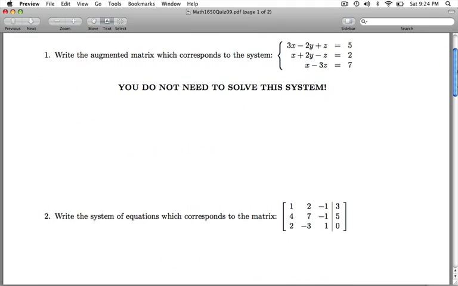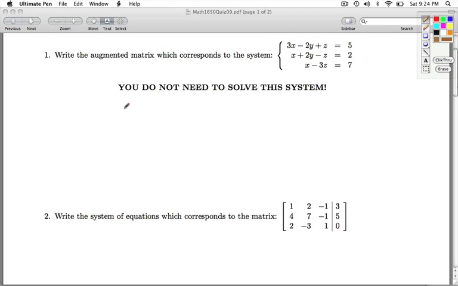We're asked to write the augmented matrix associated with this system of linear equations. So remember what that means is for each equation we're going to have a row, and we're going to have a column for the coefficients of each of the variables, and then we're going to have a vertical bar, and then we're going to have the constants.